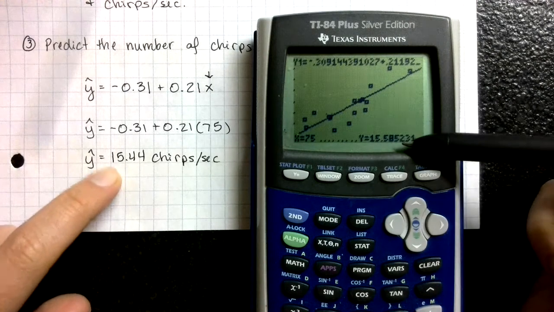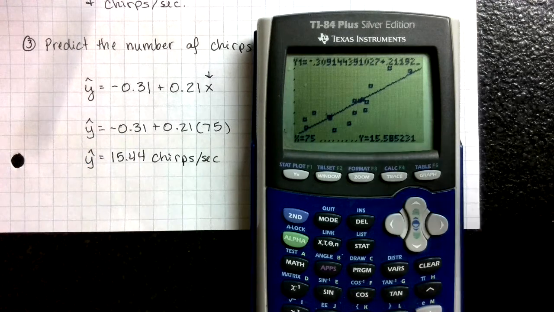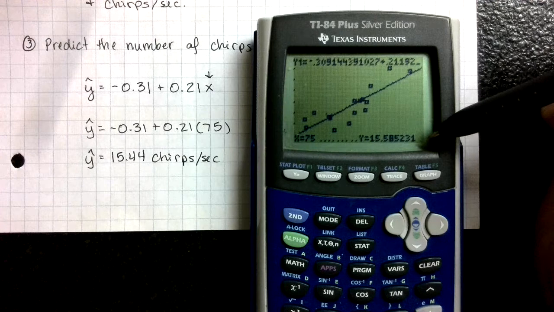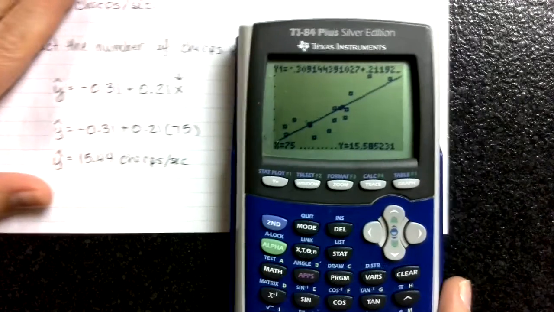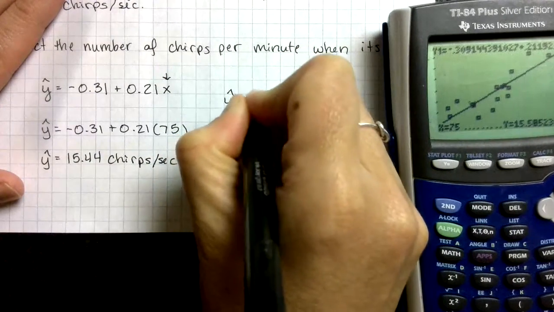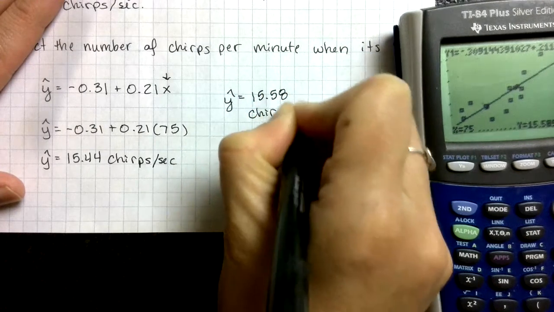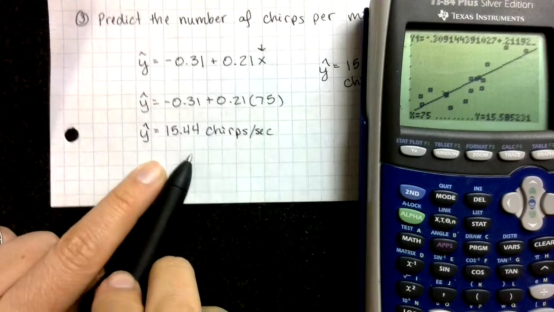Now you notice we have a little bit of a variation in our answers, and that's because here I rounded these values, but here, because I told the calculator to store the equation, nothing got rounded. So this is actually going to be a more accurate answer, and I would suggest trying to do this on the homework, so that we're not missing questions for rounding. So I'm going to say y hat equals 15.58 chirps per second.